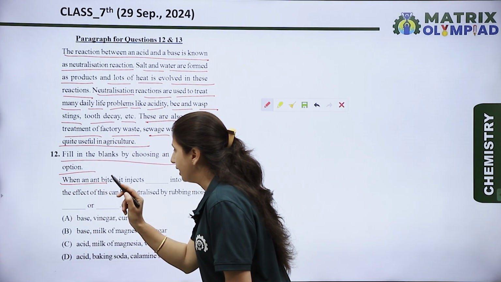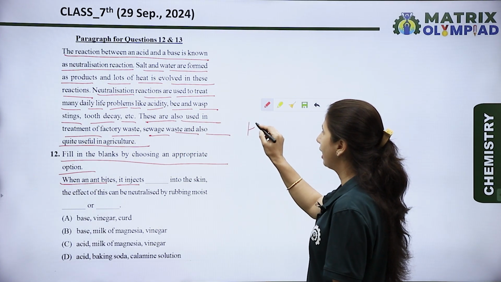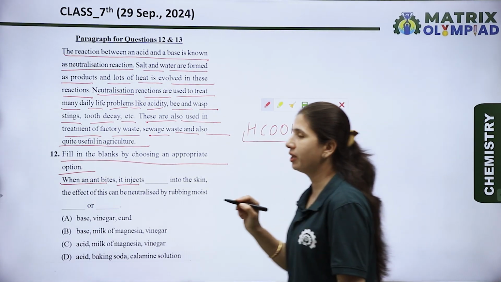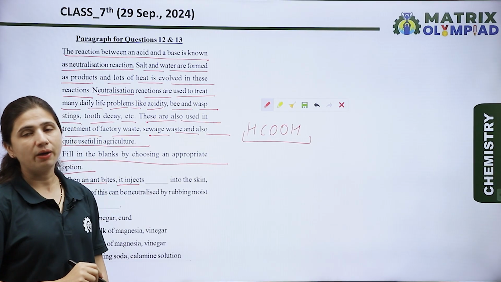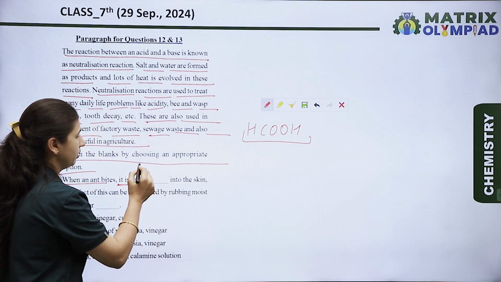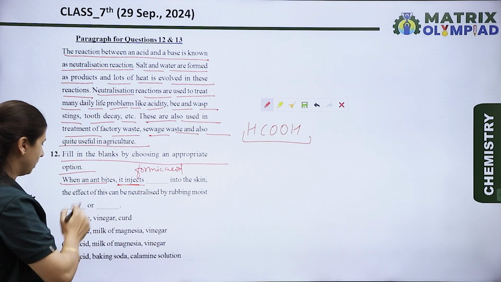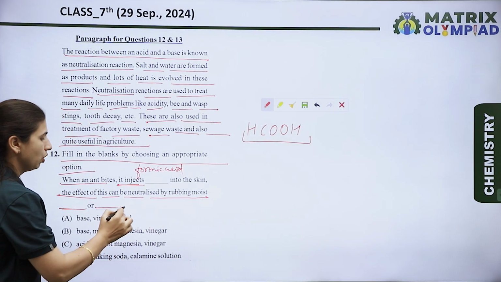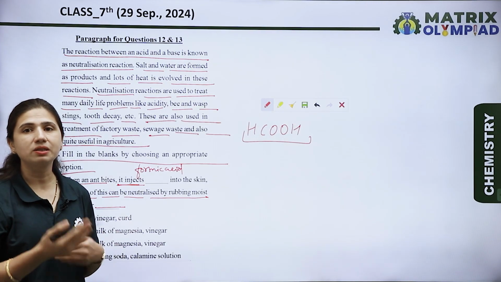When an ant bites, it injects. We know that red ants basically release an acid known as HCOOH, formic acid, and this formic acid is released by the ant sting. So it injects formic acid into the skin. The effect of this can be neutralized by rubbing moist. We neutralize the acid by the basic effect.